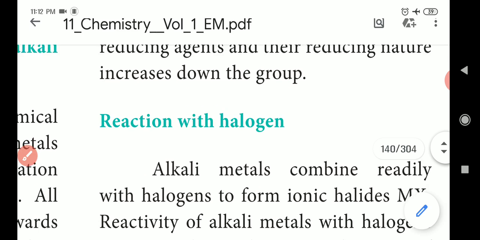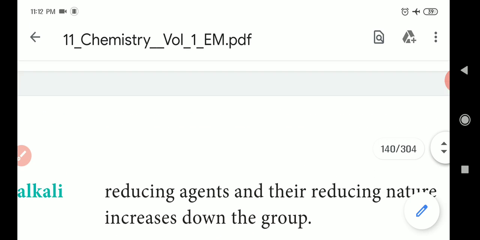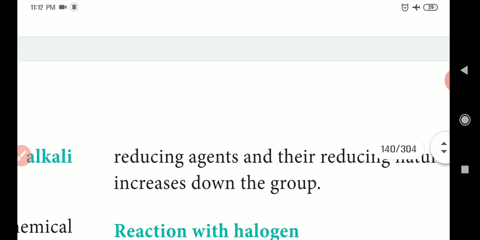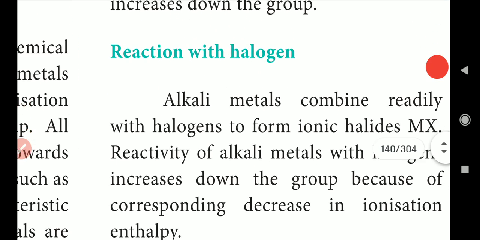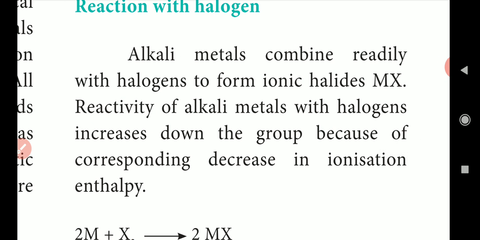Next we discuss the reaction with halogens. Alkali metals combine readily with the halogens to form ionic halides. When alkali metals combine with hydrogen, they produce metal hydrides. When alkali metals combine with the halogens, they produce ionic halides.